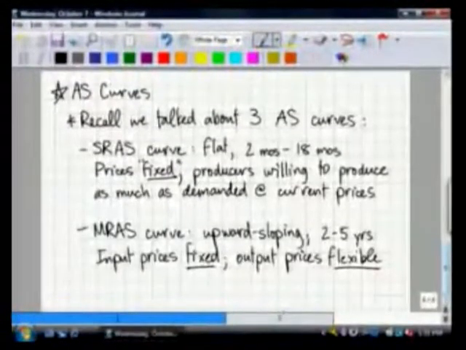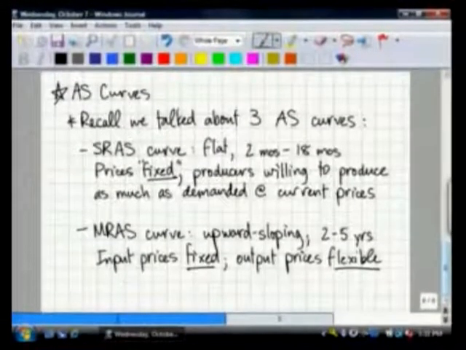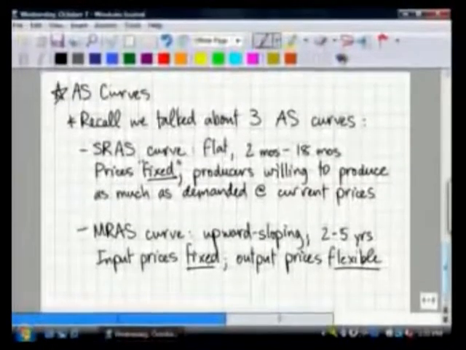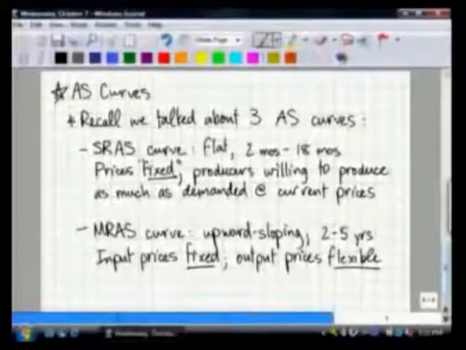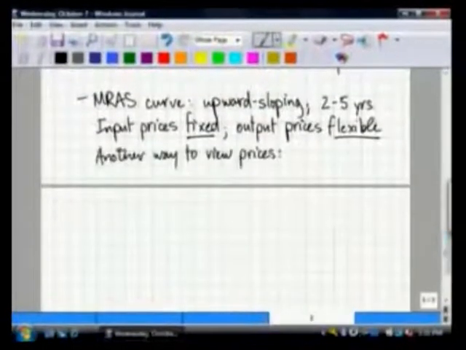So when we draw any particular medium run aggregate supply curve, we can think of each one as being associated with a particular level of input prices. And as that level of input prices changes, we'll see the medium run aggregate supply curve drifting up and down.